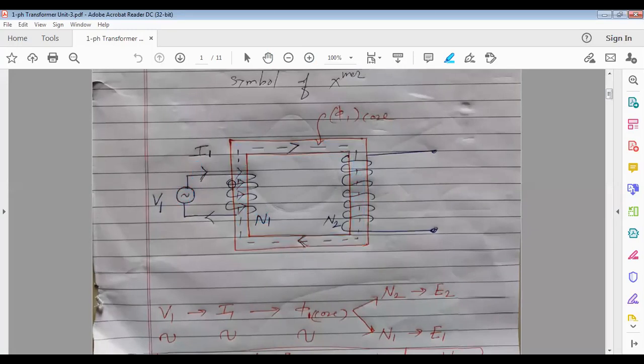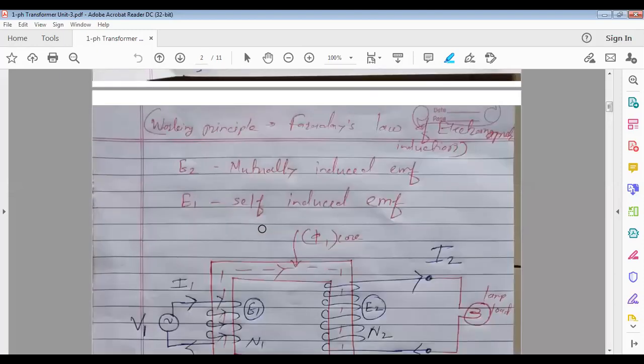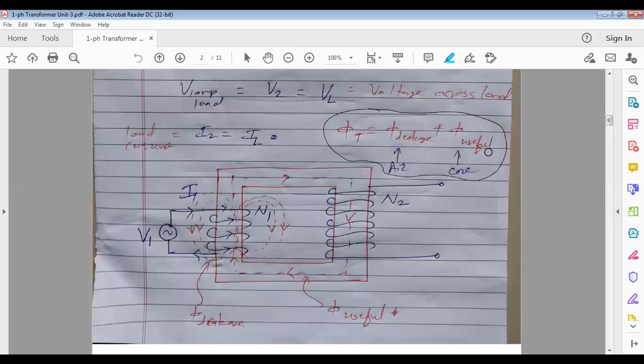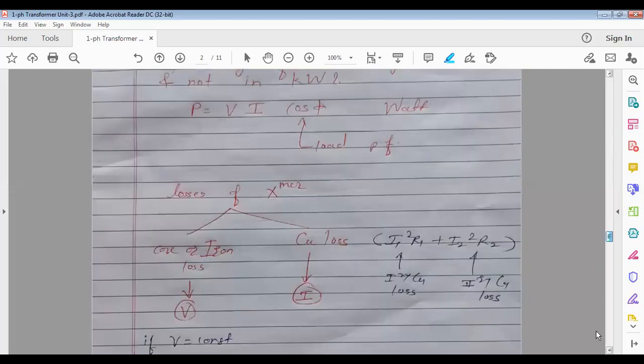Maximum flux, 95 to 98%, completes its path through the core only. That is the useful flux, because the core is made up of silicon steel, and its relative permeability mu r is very high. That's why the opposition offered is less. See here, I have written all the things.